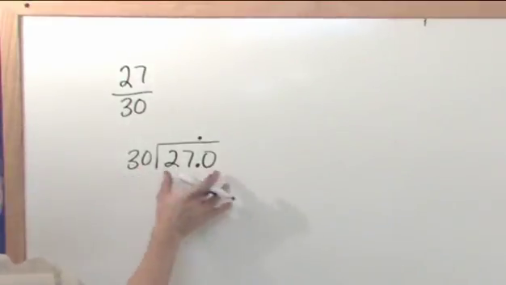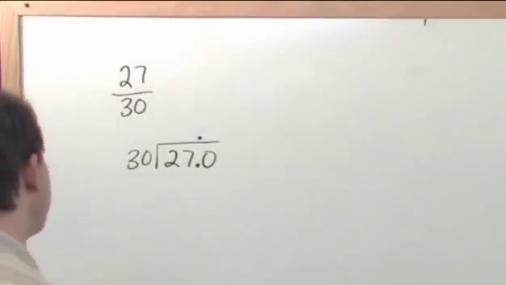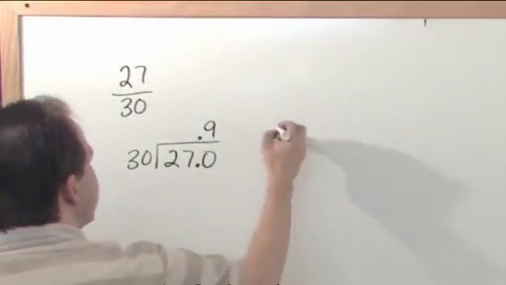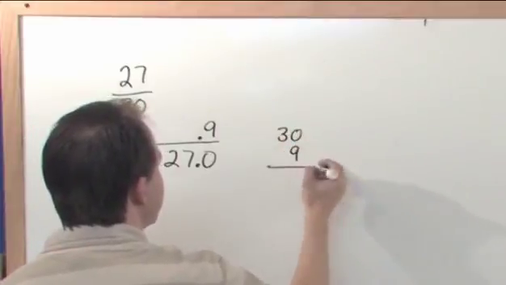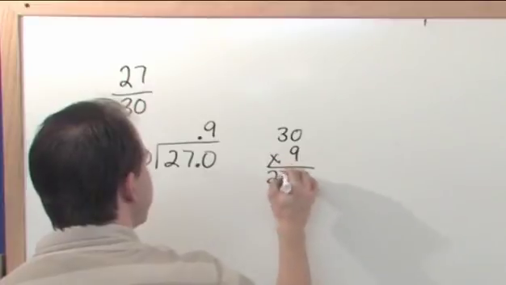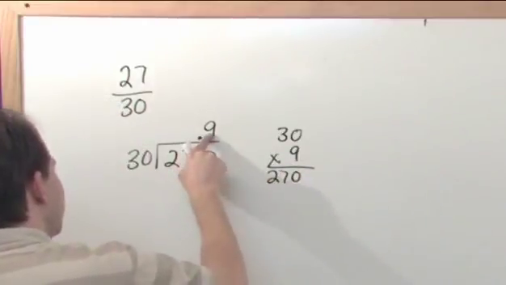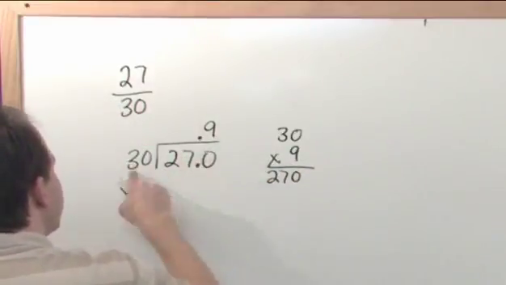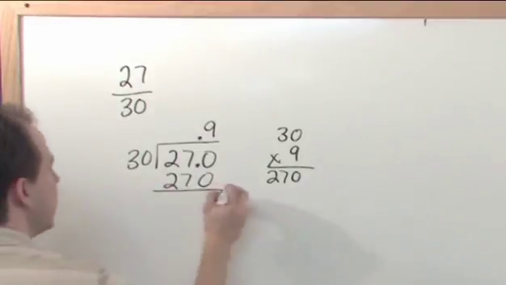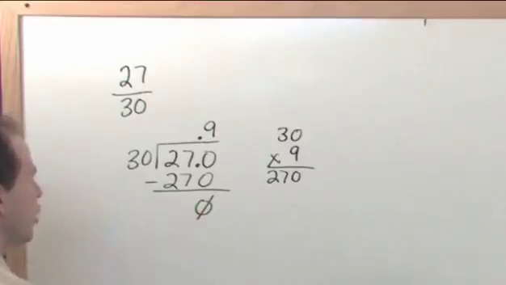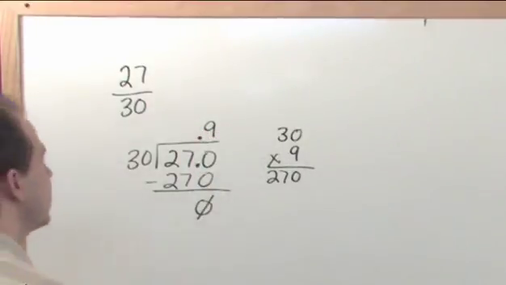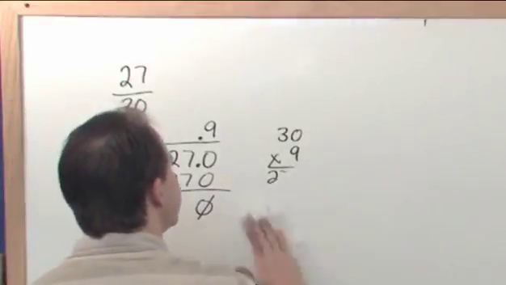How many times does 30 go into 270? Okay? I think I can convince you it goes 9 times, because 30 times 9 is, 9 times 0 is 0. 9 times 3 is 27, 270. It goes exactly 9 times. So 9 times 30 is 270, okay? And I subtract, and I get 0. So there's no remainder. There's nothing more to do. It goes exactly 0.9 times.